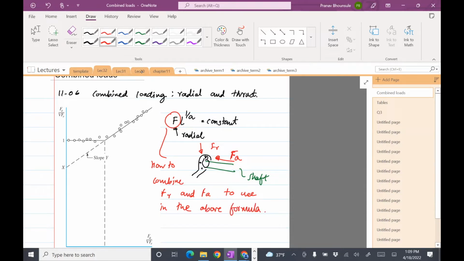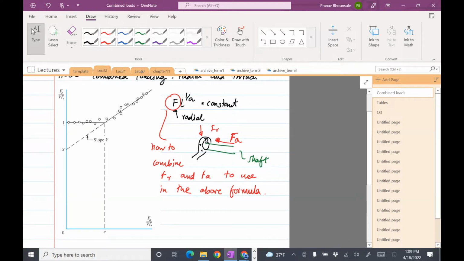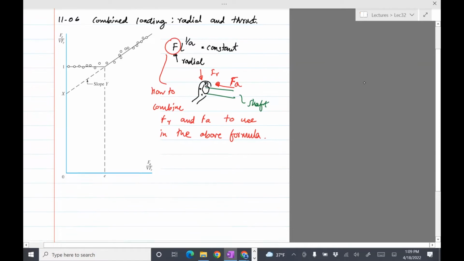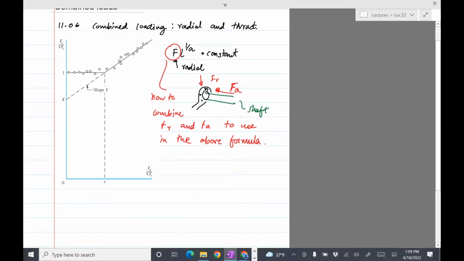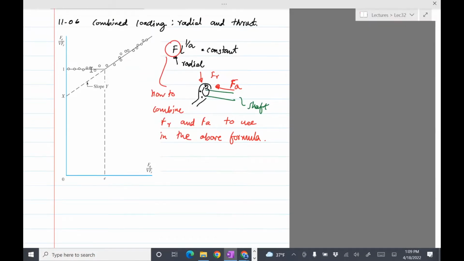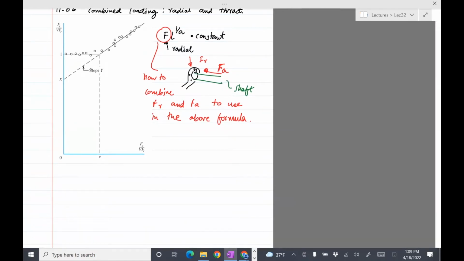So one guess is, since they're 90 degrees apart, you could just take the square root of the sum of squares, which we normally do for the resultant, and use that, but that's not a good way. It actually doesn't really give you what you wanted. So what people have done is they've resorted to experiments to figure out the best way to combine the loads. And that plot is actually shown over here. So what we do is we define what is known as an equivalent load. Okay, so this is how we'll combine the two loads.